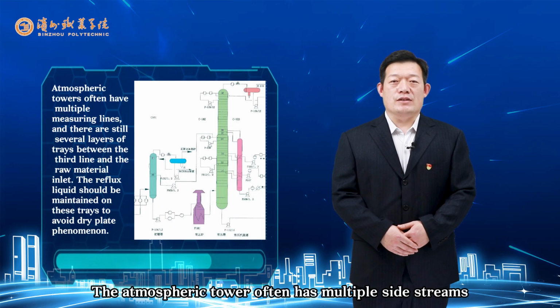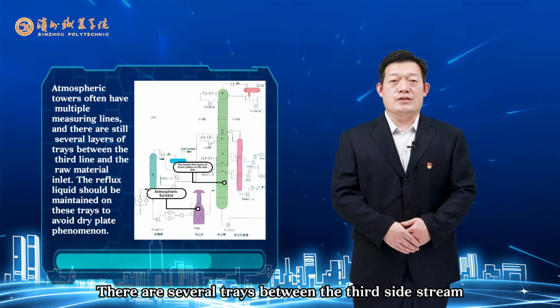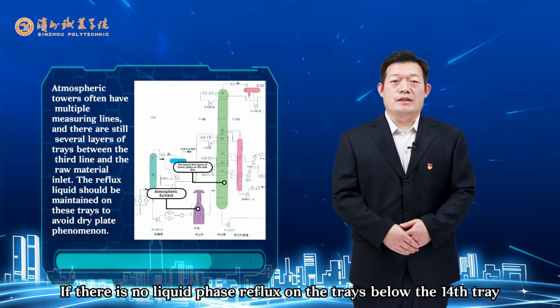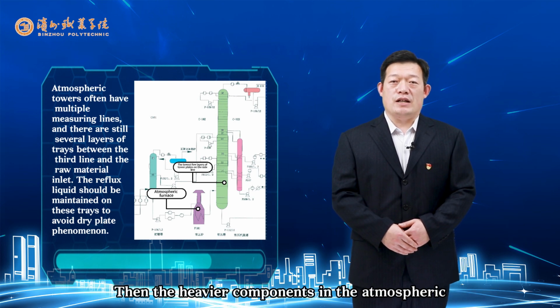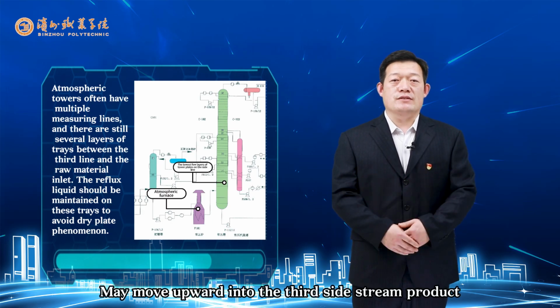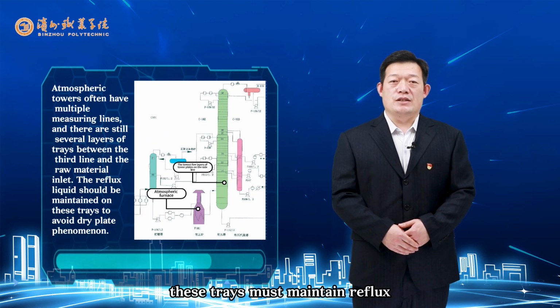The atmospheric tower often has multiple side streams. As shown in the right figure, there are several trays between the third side stream and the feed inlet. If there is no liquid phase reflux on the trays below the 14th tray, then the heavier components in the atmospheric residue bottom may move upward into the third side stream product. Therefore, these trays must maintain reflux to avoid dry tray phenomenon.